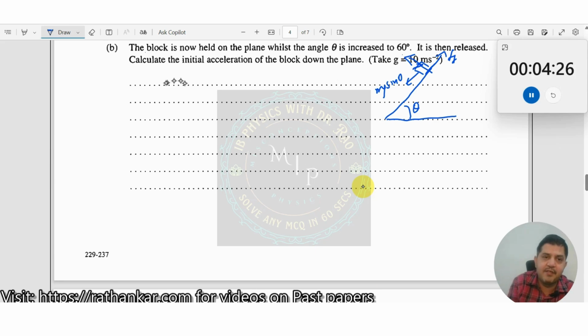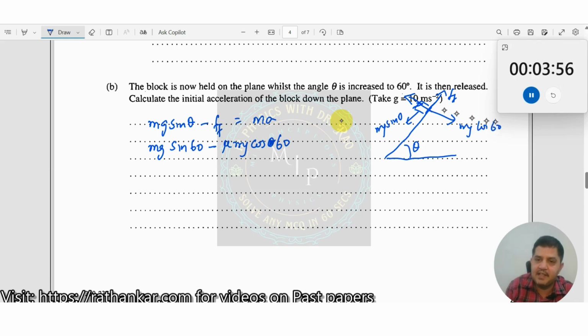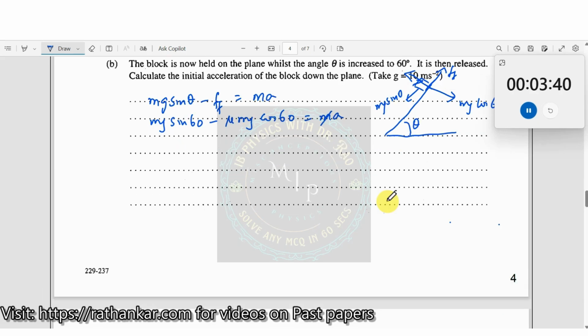Thus, the net force will be mg sin theta minus frictional force is equal to m into a. That's what I get. Now, what is the frictional force? Have you calculated it? No. Okay, so we can write mg sin 60 minus, what is the frictional force? Mu times mg cos 60. Why mg cos 60? Because this normal force is equal to mg cos theta. So I applied mu times N is equal to m into a.